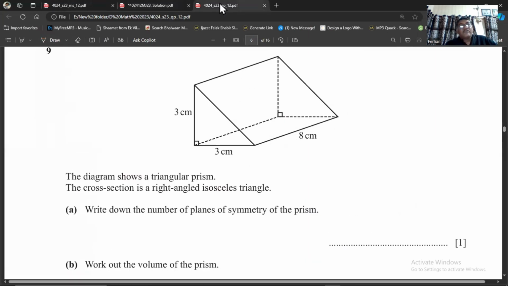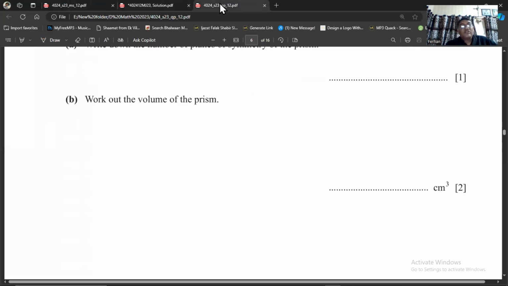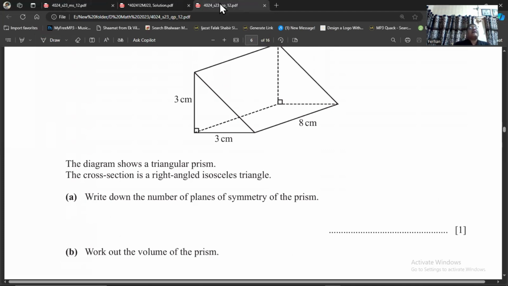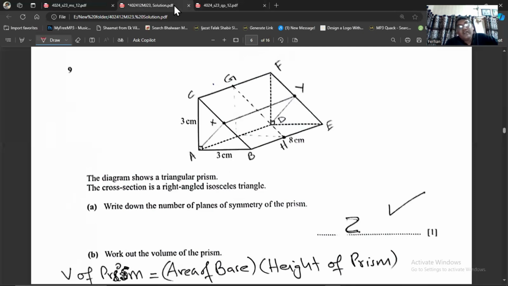All right, so let's go to the next question. The next question is work out the volume of the prism. You know, the volume of the prism is the area of the base multiplied by the length of the prism. And this face of the prism, which has an isosceles right angle triangle, this is its base. So its area will be 1 by 2 into the base into the height, and that will be 1 by 2 into 3 into 3. And the length or the height of the prism is 8 here.